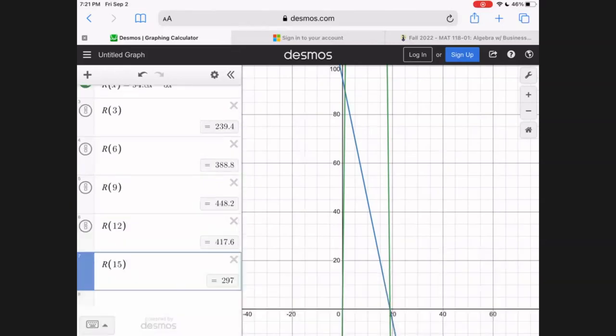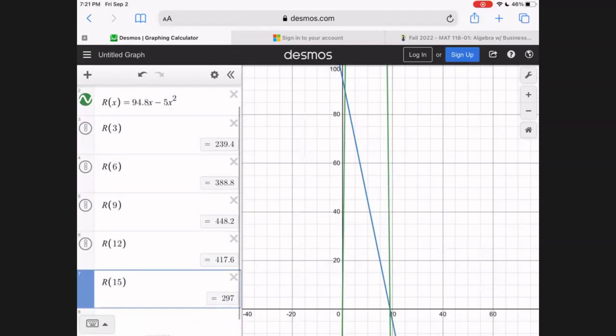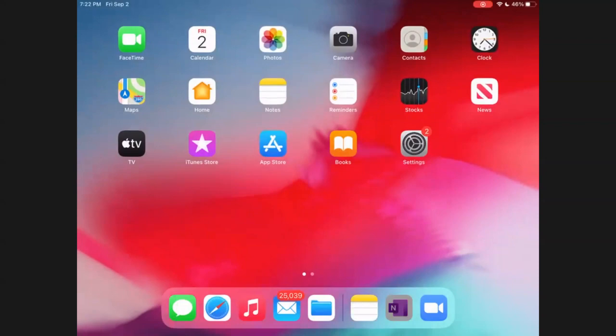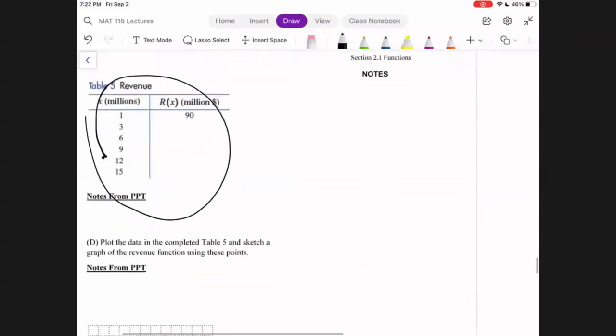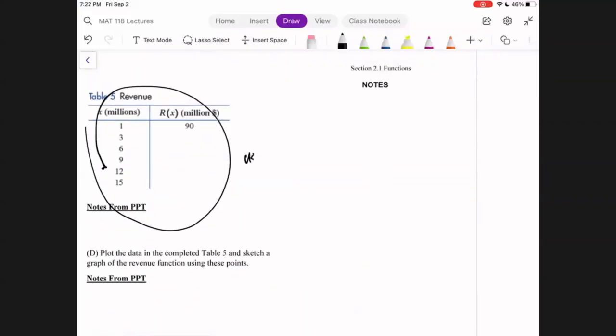So we see that revenue is going up as you produce the quantity. But what happens? It starts to go down after a certain point. Okay. So it looks like it's highest around 9. You could also look at the graph to do that as well. But we just needed to complete the table. So for the table here, we just use Desmos.